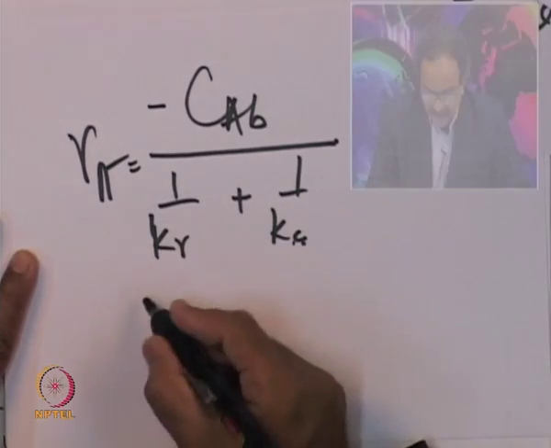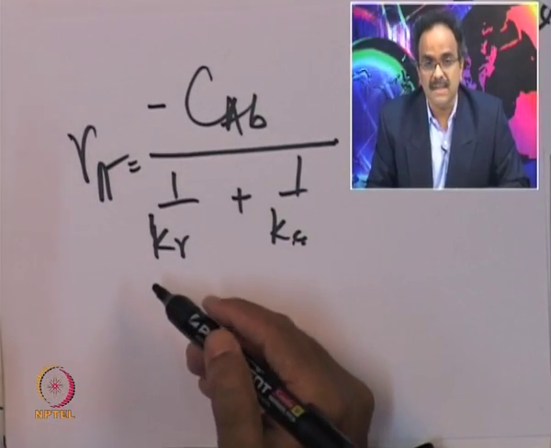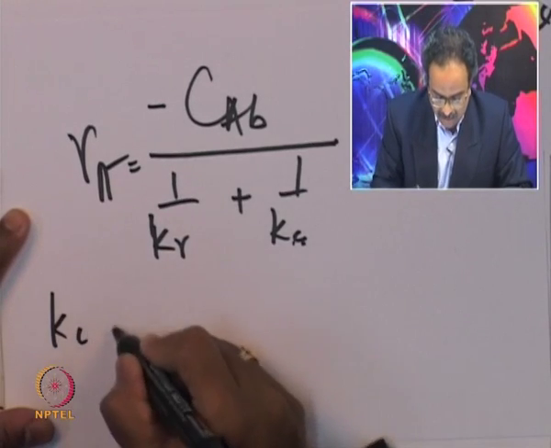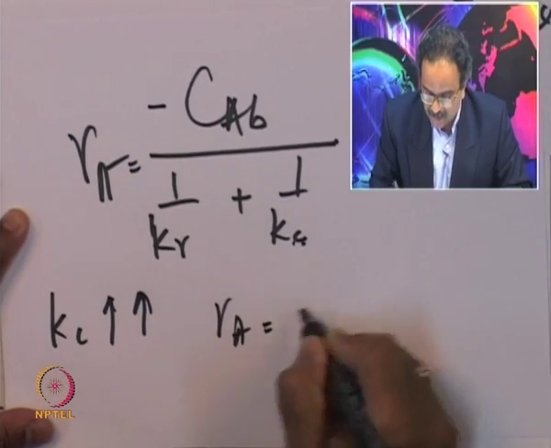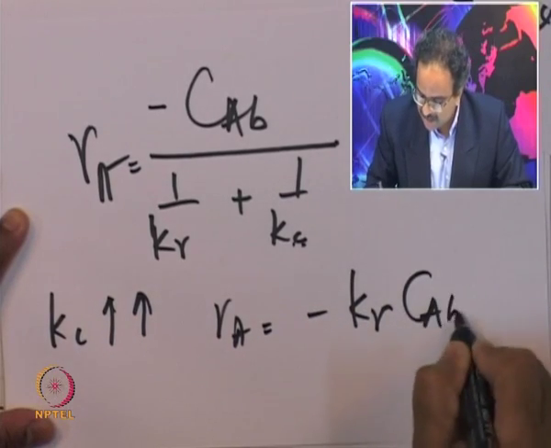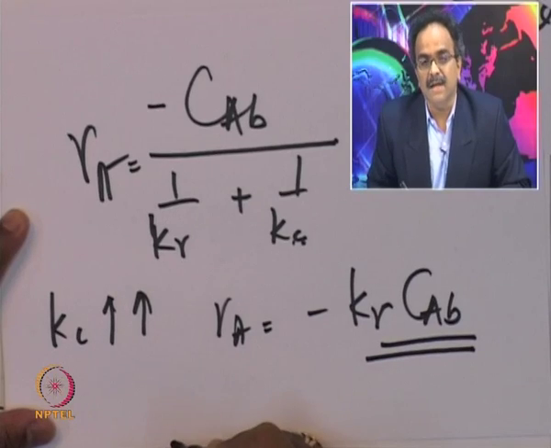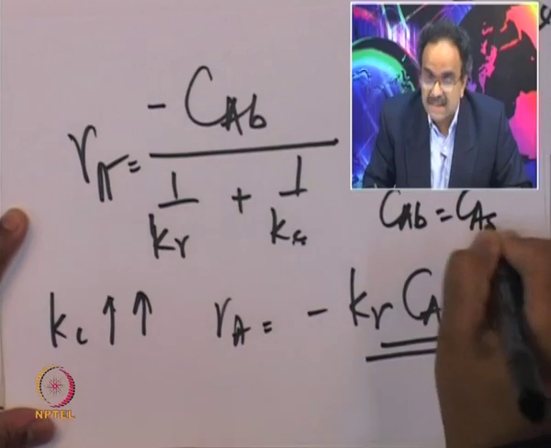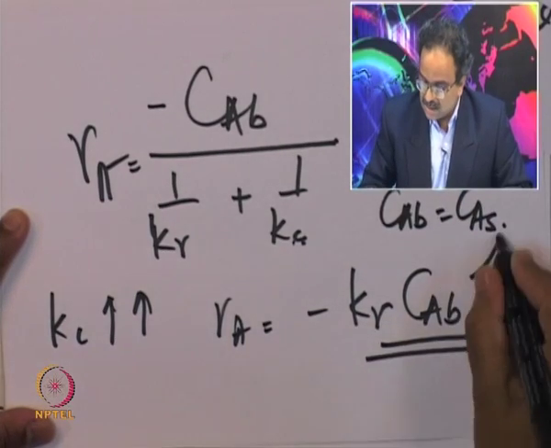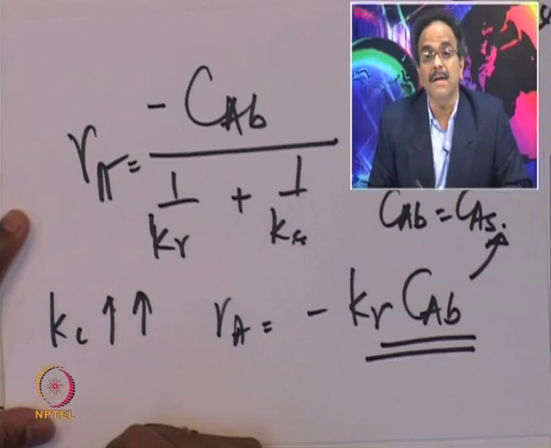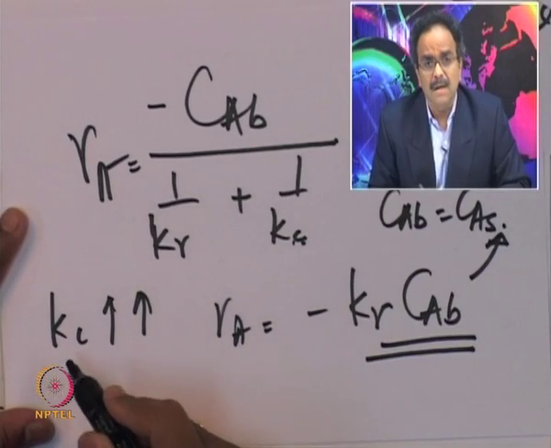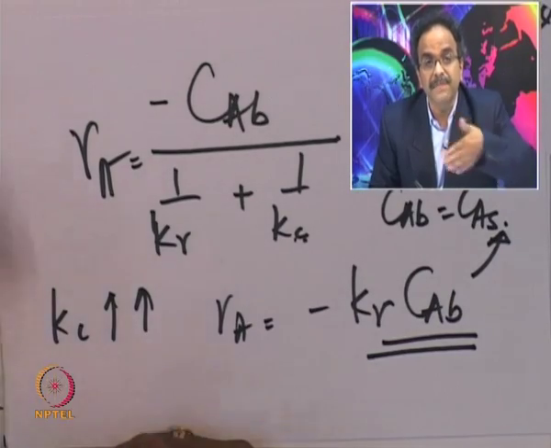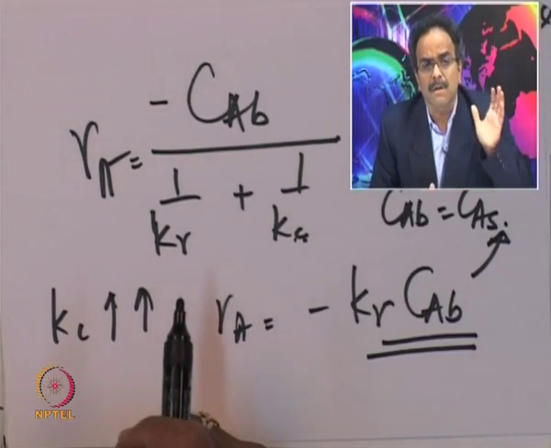So, it boils down to normal kinetics. For KC very large, RA is equal to minus KR CAB. This is intrinsic kinetic control, which means CAB is equal to CAS. This situation has no external mass transfer resistance. KC is very large, diffusion resistance is negligible, the mass transfer coefficient is very large: either diffusivity is very large or delta is very small.